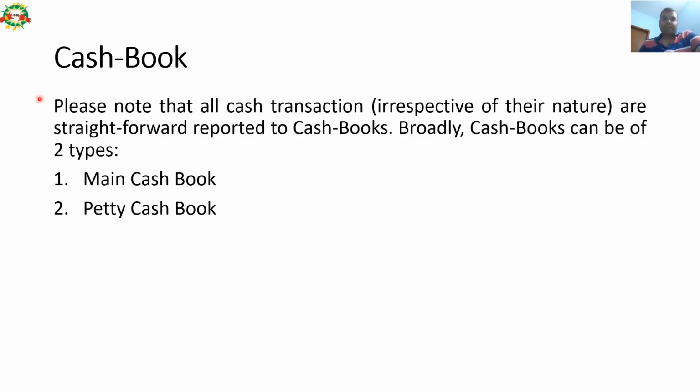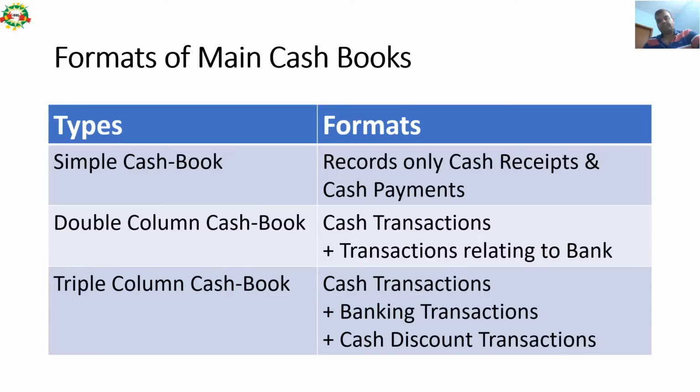Cash book. Please note that all cash transactions are straightforwardly reported to the cash books. So broadly, cash books can be of two types. Irrespective of the nature of the cash transactions, all transactions are directly entered into the cash books. They can be the main cash book or petty cash book. These are the formats for main cash book.